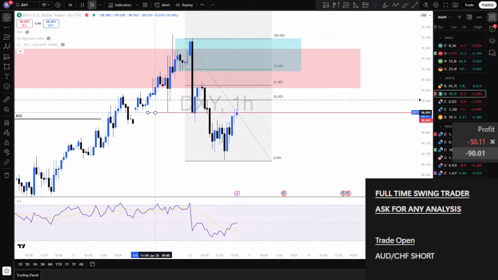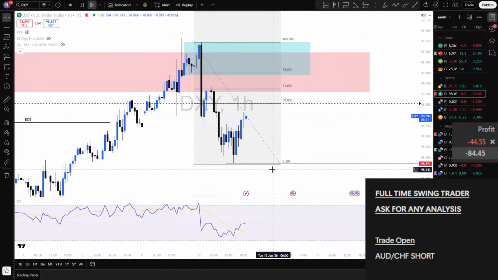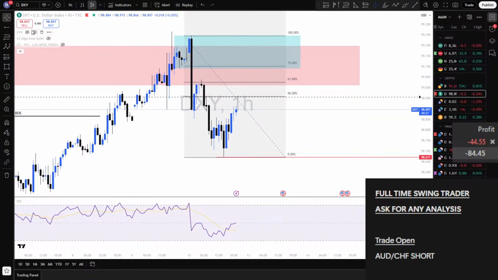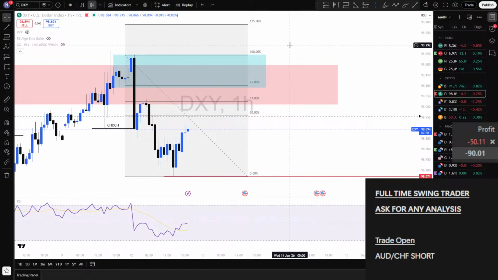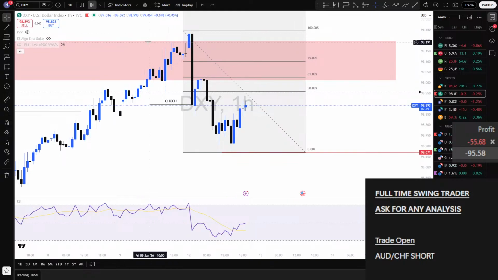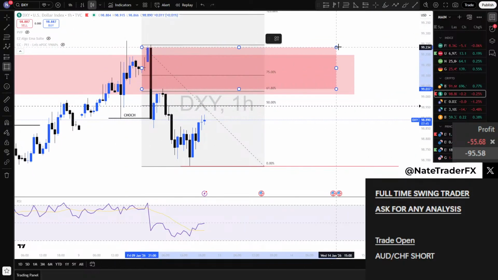So DXY changes market structure in 1 hour. The red zone was an unfilled order block in 4 hours. What I don't like, it's not really that I don't like it, but no, actually, nothing. We'll see what DXY is gonna do in there.